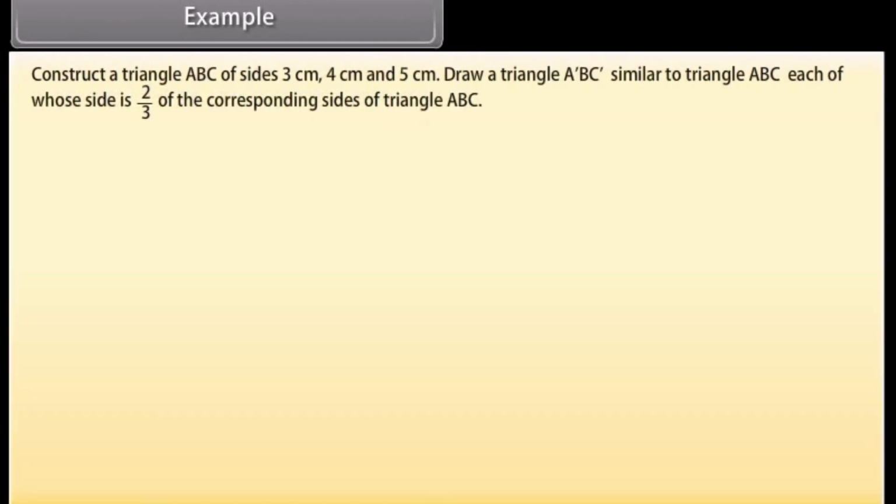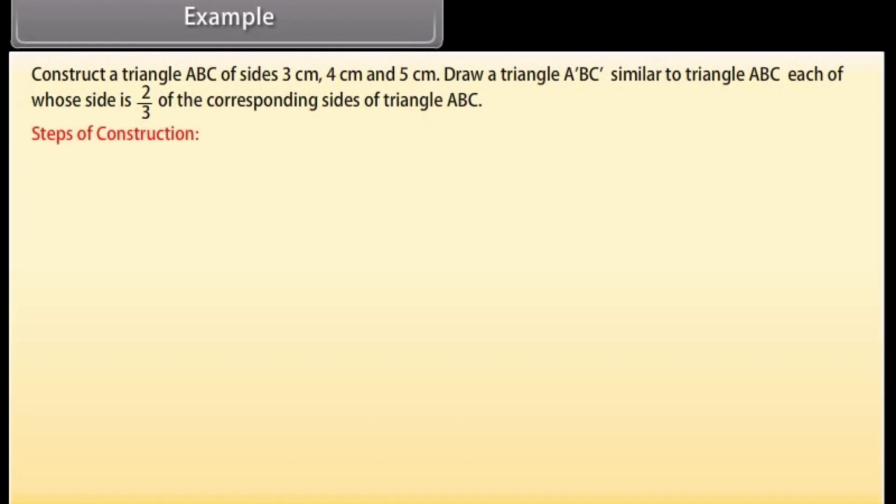Example. Construct a triangle ABC of sides 3 cm, 4 cm and 5 cm. Draw a triangle A'BC' similar to triangle ABC, each of whose sides is 2/3 of the corresponding sides of triangle ABC.